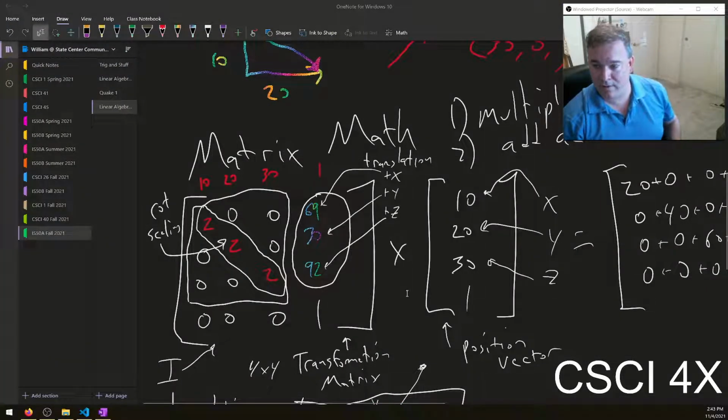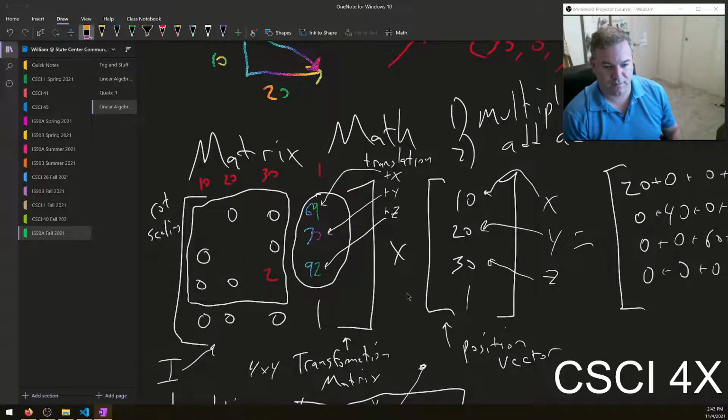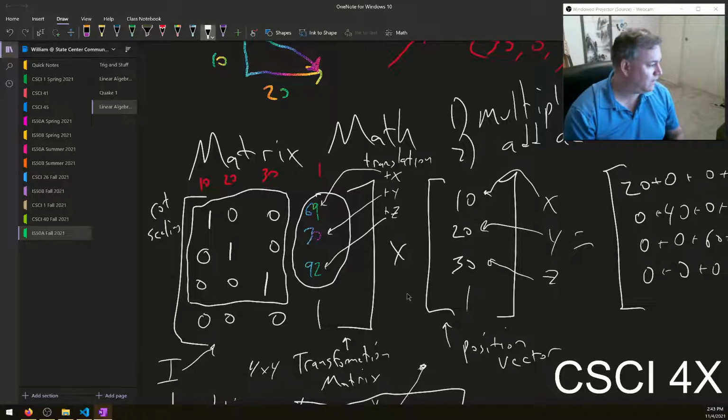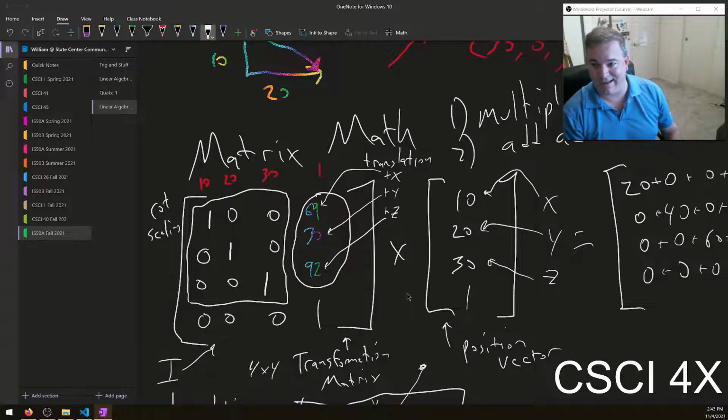Okay, so let me set the scaling back to 1 just to keep things simple here. So 1, 1, 1. Okay. And now we are going to do a rotation. So let's do a 90 degree rotation. So we're going to rotate it counterclockwise 90 degrees. So what is the cosine of 90 degrees and what is the sine of 90 degrees? You guys remember?